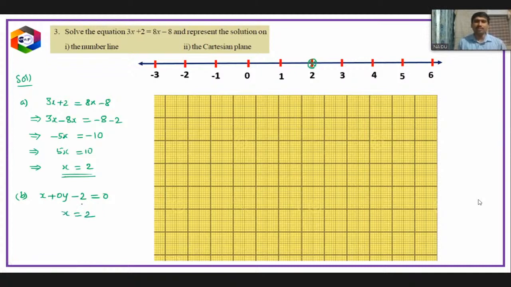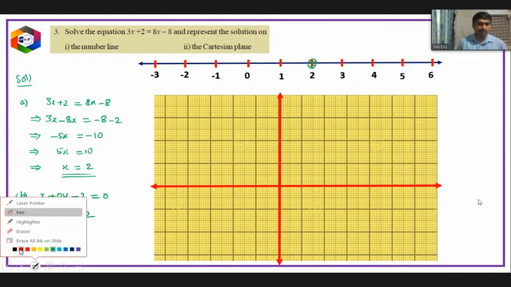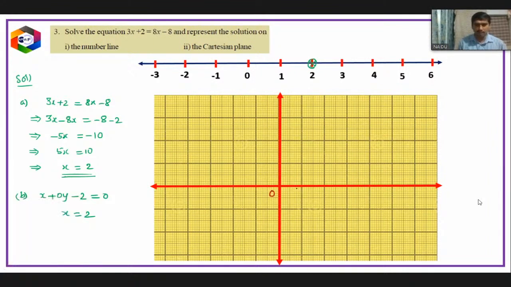So y values we will take differently. Before that, again draw the horizontal reference number line and the vertical reference number line. Here I am going to represent the x-axis and y-axis. So this is the origin. 1, 2, 3, 4, 5 and 6. Here it is -1, -2, -3, -4 and -5. Here it is 1, 2, 3, -1, -2 and -3.